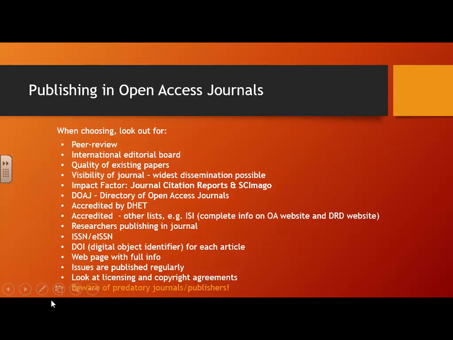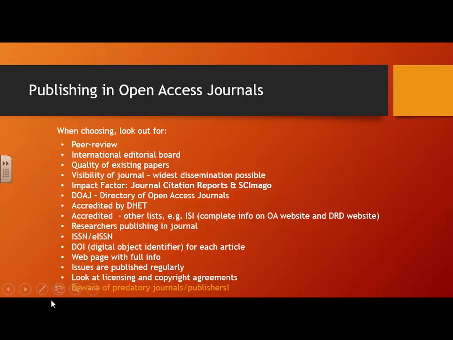Obviously, firstly, you're going to have to see whether you are dealing with a peer-reviewed journal or not. Then look at the editorial board. Are there international members on that editorial board? If it's only members from one country, one can start getting a bit suspicious about the quality of the journal. Look at the quality of the existing papers in the journal, and also look at the visibility of the journal.